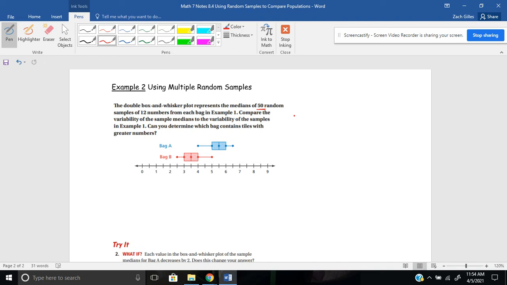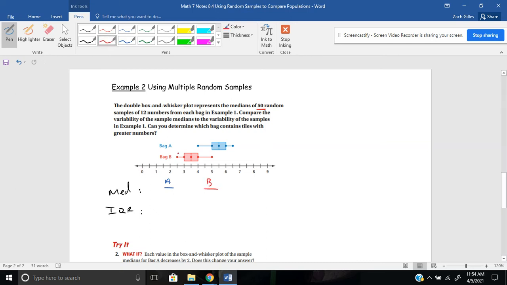So it asks us to compare the variabilities in the sample medians to the variability of the samples in example 1, okay? And then let's see what we come up with. So again, let me switch colors here. We're going to use median and interquartile range, just like we did for the first one, because we want to compare that to the first example. And then we have bag A, and we have bag B.